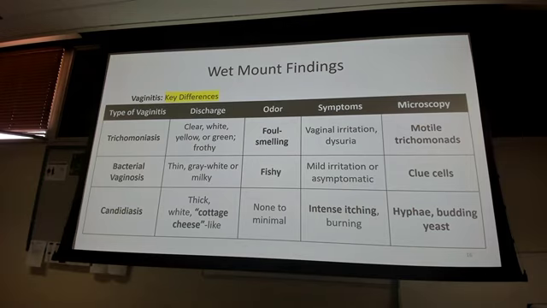All right, so this is just a chart of what we already discussed. Just focus all the way off to that left side on the microscopy side. With trichomonas, you'll see those little motile trichomonas dancing and jigging and doing all kinds of stuff on the slide. Then you have BV, where you see the clue cells. And then candidiasis, or a yeast infection, you'll see those hyphae or budding yeast.